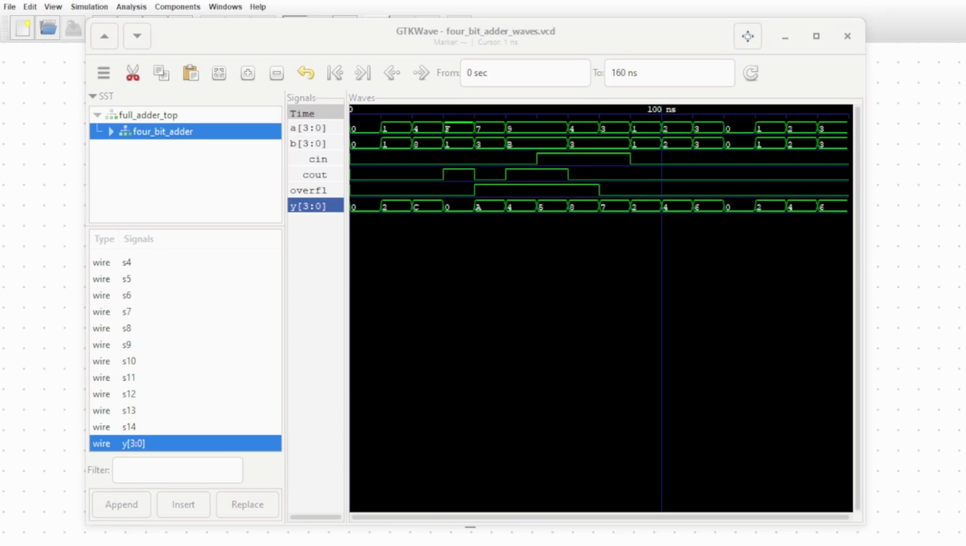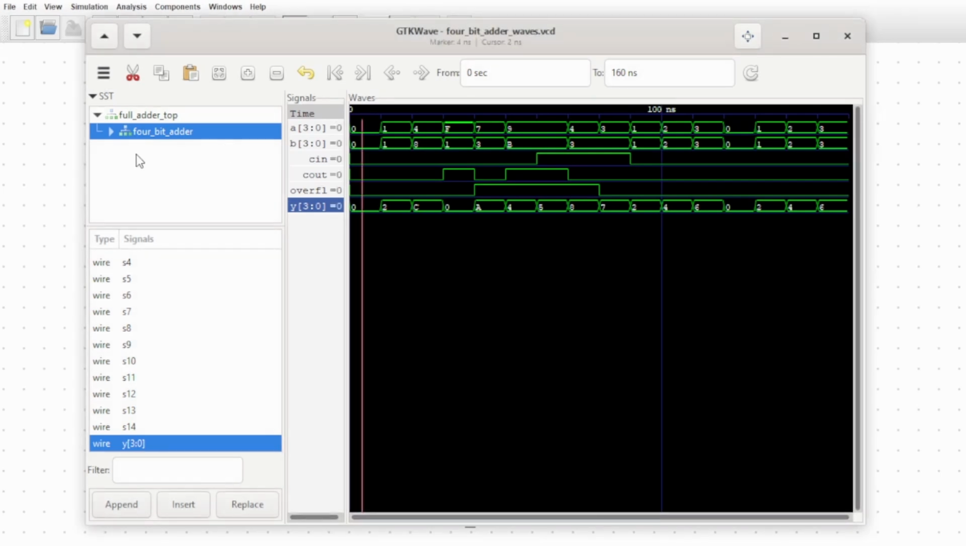So the first test that I conducted was just the 0, 0, 0. It's basically the false test. Everything comes out as false because everything is false. A 0 plus 0 equals 0 with no overflow and no C out.